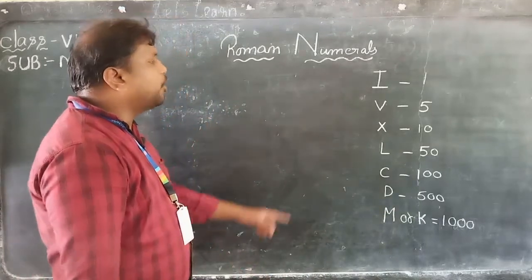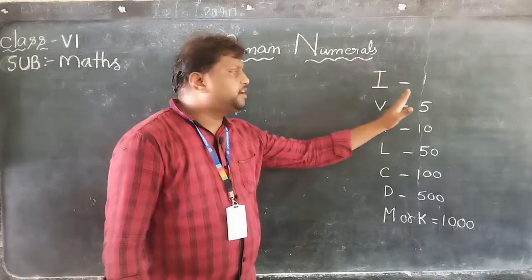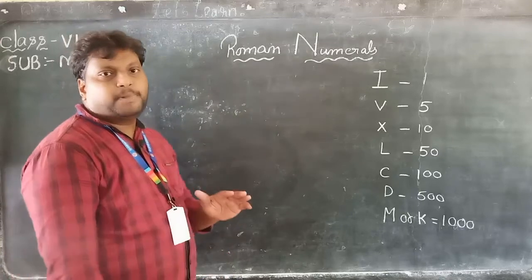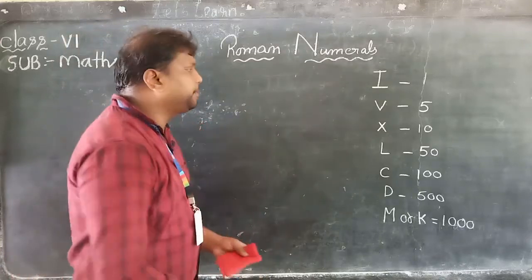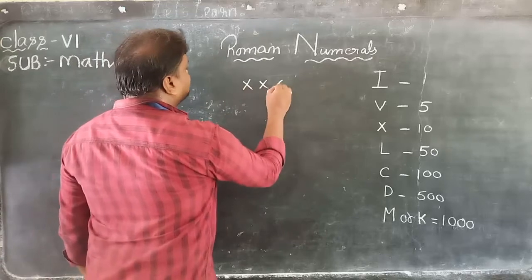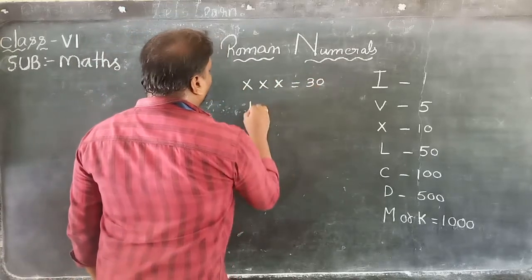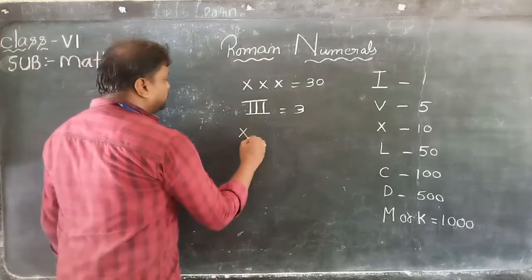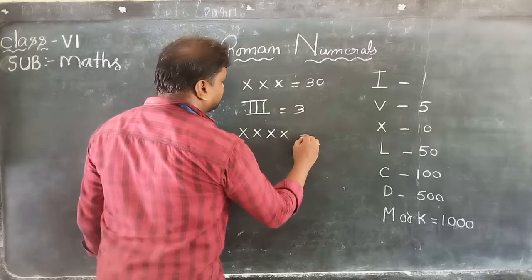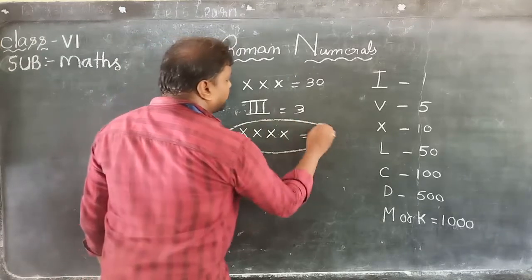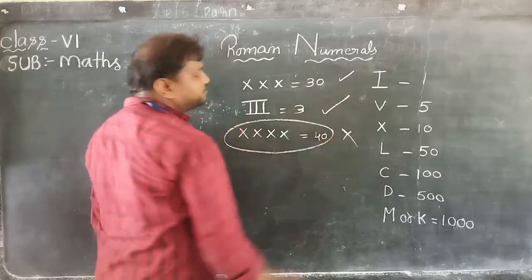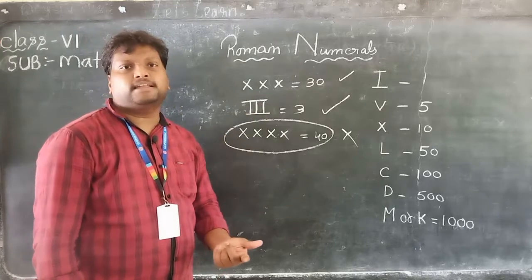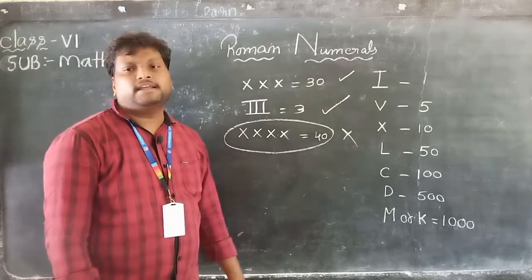Okay, the first rule is how many times a symbol is repeated, that many times the value will be increased. The second rule is that more than 3 times the symbol will not repeat. X is equal to 10, XXX is equal to 30, and like that. Okay, this is wrong. This one is correct. Why? Because according to the second rule, the symbol will not repeat more than 3 times.